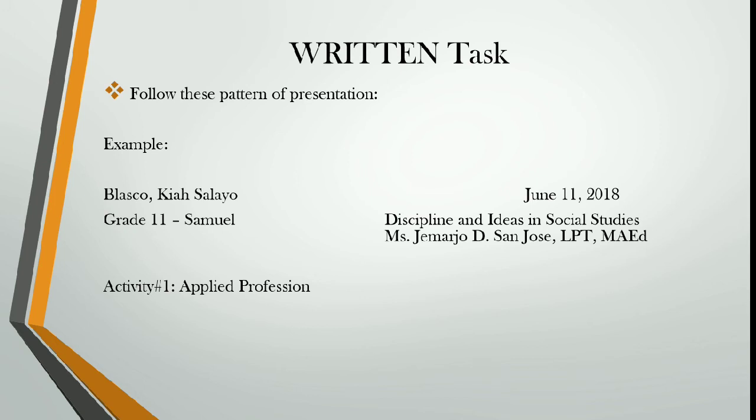So this is the pattern. First, you have to write your name, surname first. I use the name of Kia here: the surname, the first name, and the middle name. So in Kia's case, Blasco, Kia, Salayo. And then just below that, your year level. If you're grade 11, you're actually, are you Samuel? Yeah, Samuel. And for 12, Elisha.